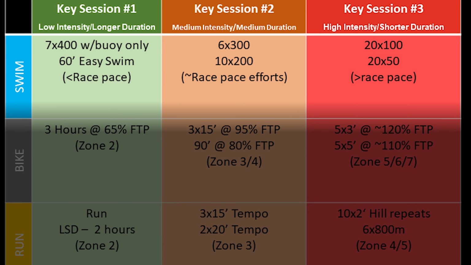All right, so key session number one for the swim. This is an easy swim. It's slower than race pace. So you could do something as easy as a 60-minute continuous swim. You could do longer sets of 400, 500 meter repeats. The intention over here is to keep the intensity low. If you're too tired from a bike or a run session, you could also throw in a pool buoy. This is going to help you keep your heart rate down as well.